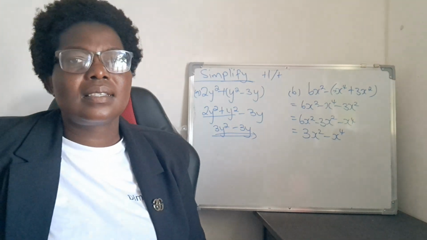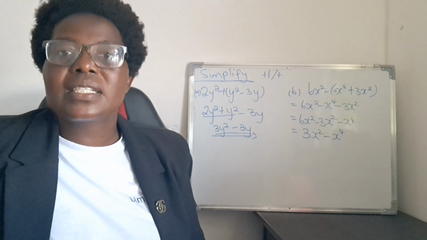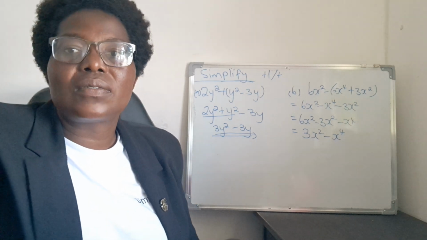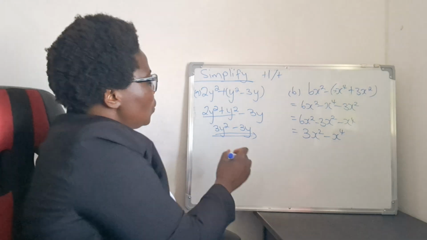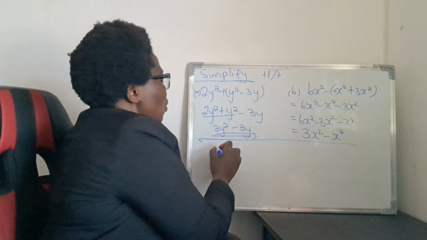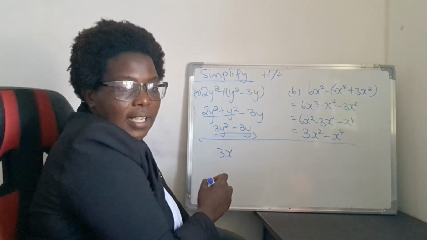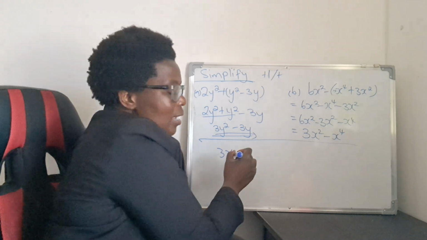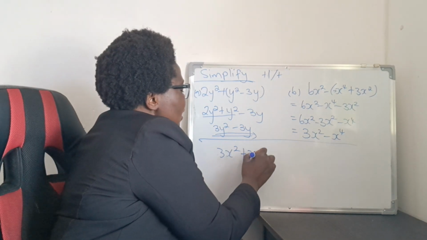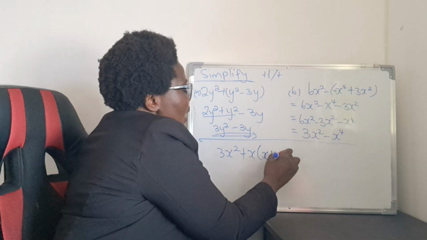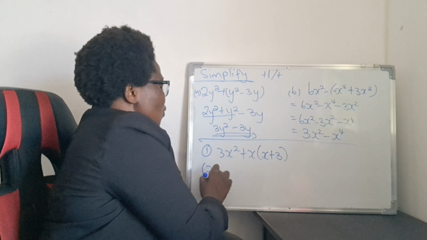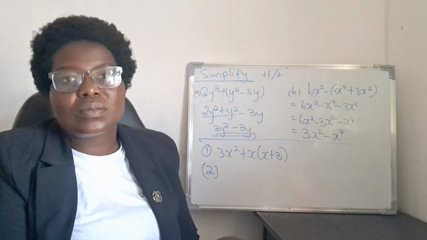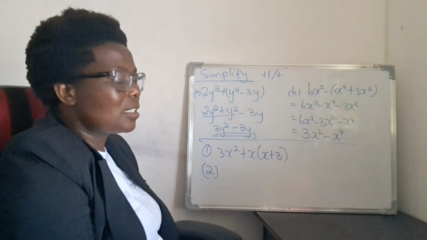Guys, let's see if you know how to do your expansion and simplify it as far as possible. Let's see if you can simplify the following and put your answers in the comment section. So let's just say 3x squared plus x into x plus 3. So this is number 1. And let's move on to number 2. Number 2, we want to make it as little complex as possible.